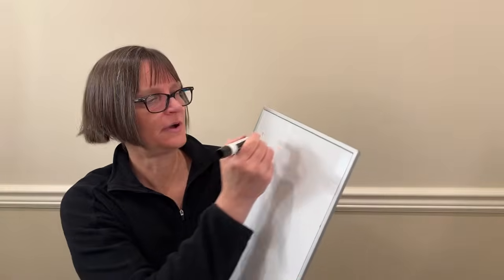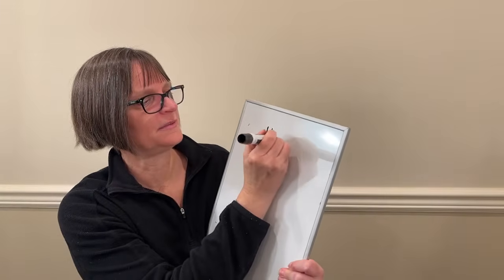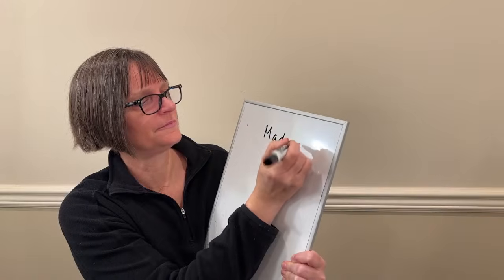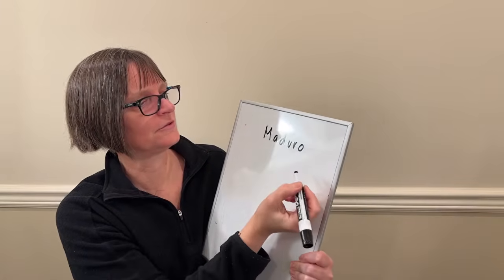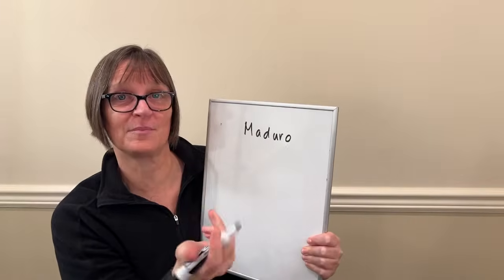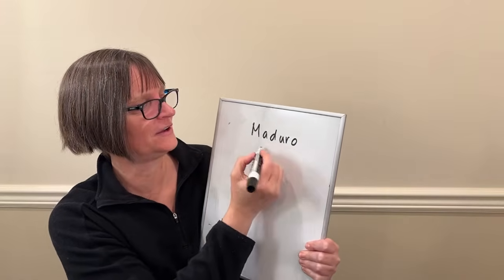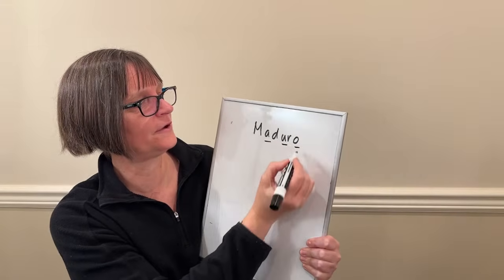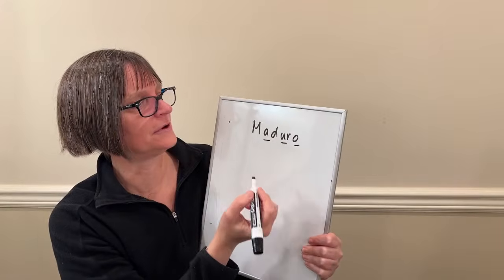Oh, Maduro, not Maduro. So thank you. Yes. So I did that incorrectly before. So Maduro, not Modura. Okay, so revamping. Ignore my earlier advice on that. We have the ah, the oo, and the o. Maduro.